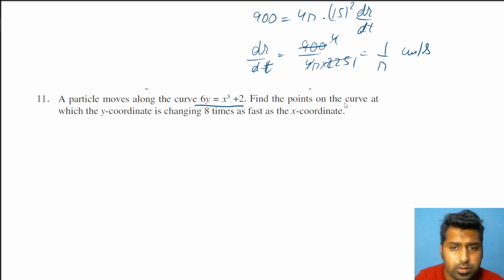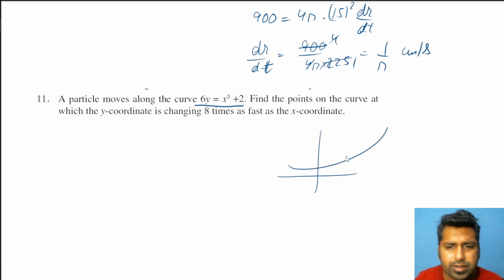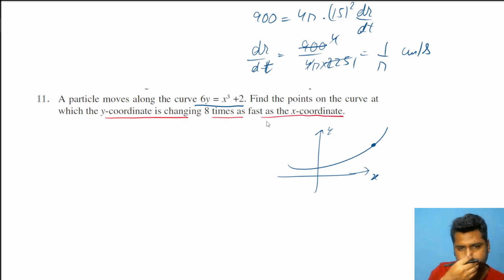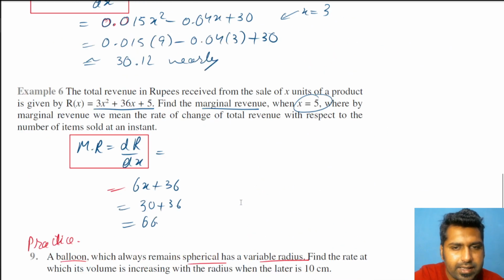Find the point on the curve. Okay, so it's some sort of curve. A particle, let's say it's moving along this curve, hypothetically. Okay, y-axis, x-axis. He's saying find a coordinate point on the curve. That means we have to find a coordinate at which y coordinate is changing 8 times as fast as x coordinate. Okay, so y coordinate is changing, the change in y. Remember, I gave you the basic definition of dy and dx.